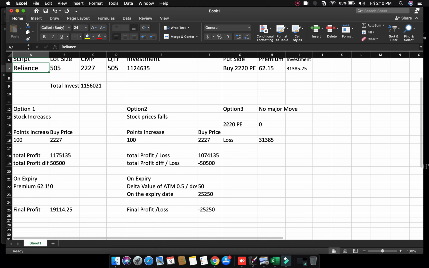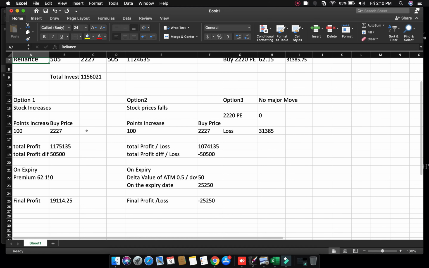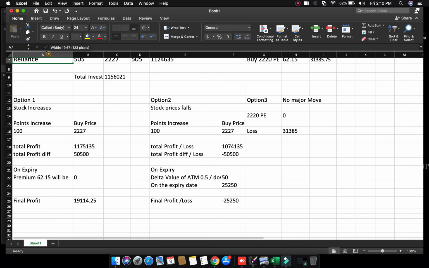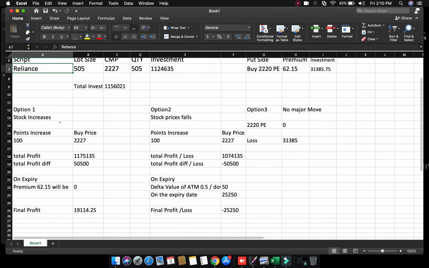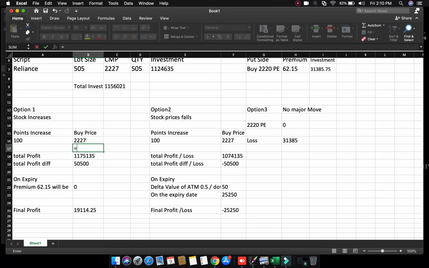So now let's look at the scenarios. First option: the stock price may go up. What will happen at that time? Say for example, your price increases by around 100 rupees from 2227. I've just calculated it here. 2227 plus 100, so your current market price is 2327 and you have a 100 rupees profit.